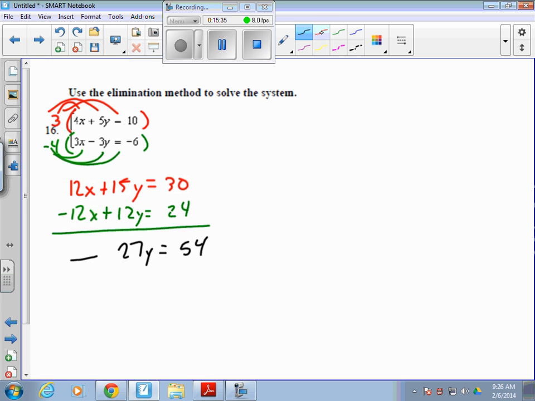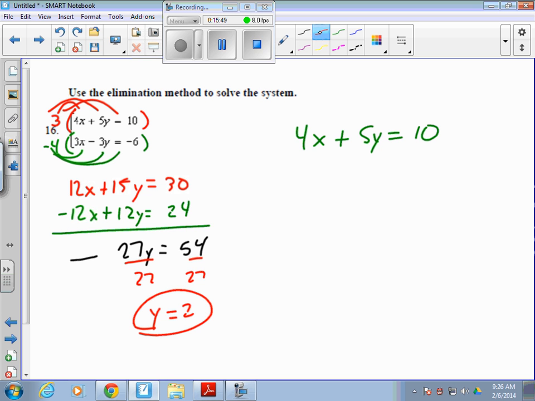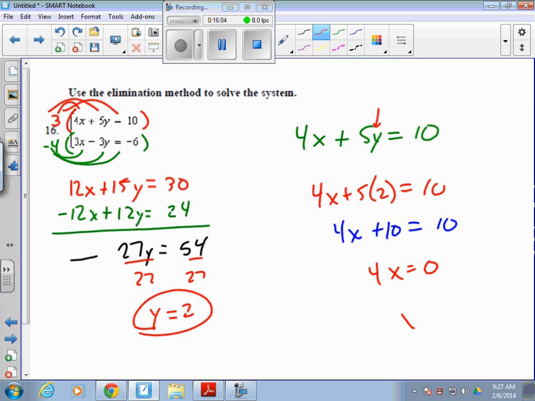When you divide by 27 on both sides, as ugly as that is, it is a factor of 54, and it's 2. So you got y equals 2. Plug that into any of the other equations. I'll grab the first one, 4x plus 5y equals 10. Plug in 2 in place of y, 4x plus 5 times 2 equals 10. 4 times x plus 10 equals 10. Subtract 10 on both sides, and you get 4x equals 0. So x equals 0. X comma y is 0, 2.